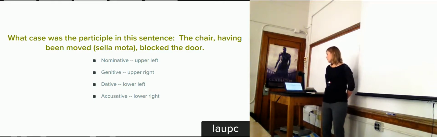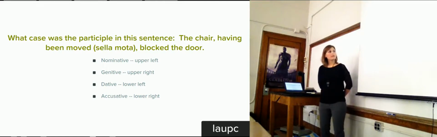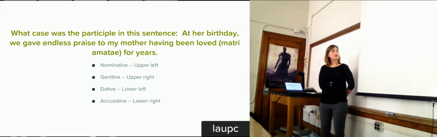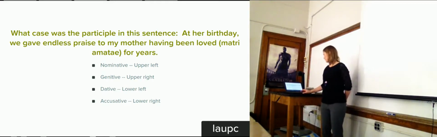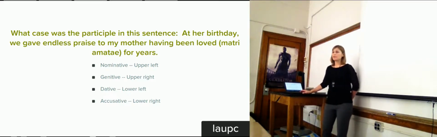At her birthday, we gave endless praise to my mother, having been loved for years. Your participle is amatai. It's describing mother, who in the Latin would be matri. You have to figure out what case it is. If it's nominative, upper left, genitive, upper right, dative, lower left, accusative, lower right. See if you can drag your dot to the right case. Good, dative, because praise was given to her. She's the indirect object there.